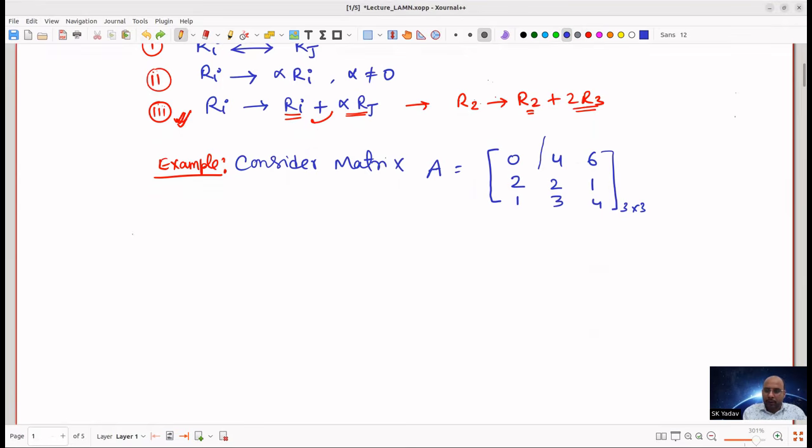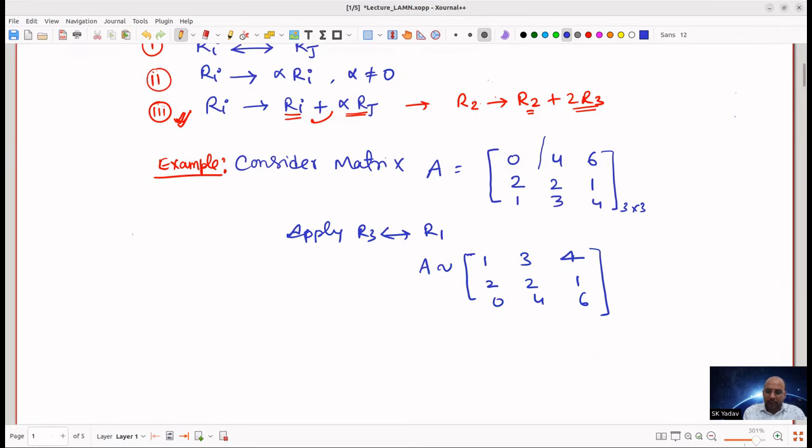So if I want 1 at this first place, what I have to do, I have to interchange R3 and R1. So apply here R3 interchange with R1. So A will be changed to a new matrix, which is 1, 3, 4, and the second row will be unchanged. So 2, 2, 1 and 0, 4, 6. This is how you can write operation 1.